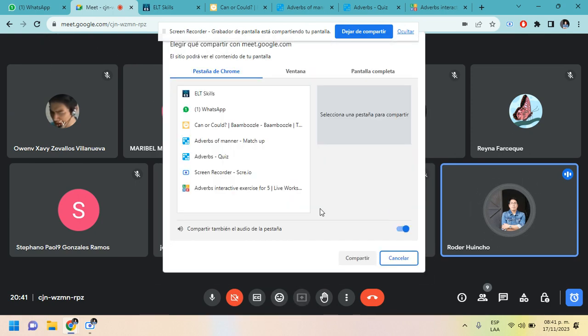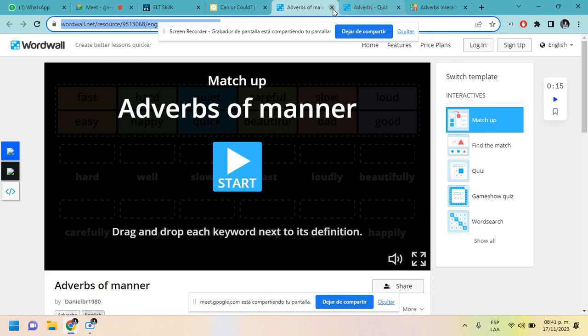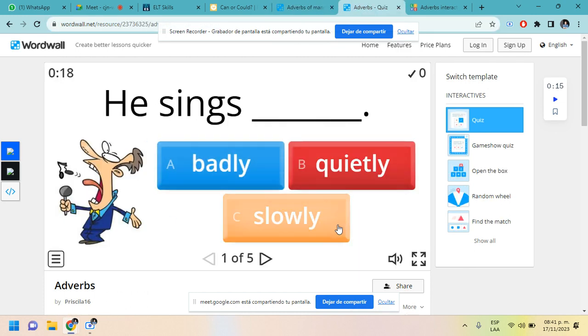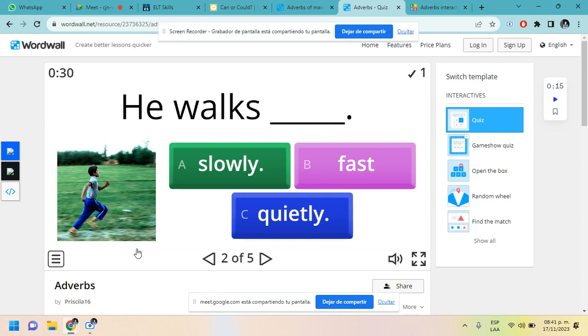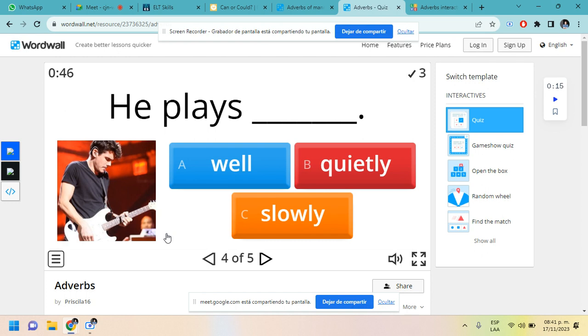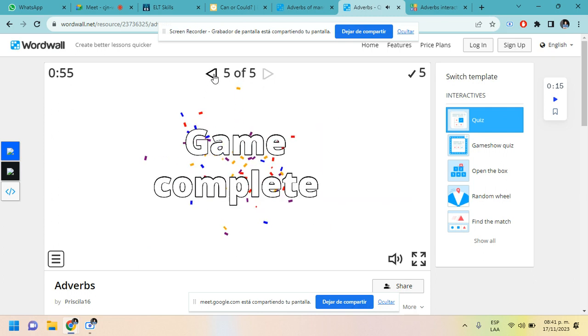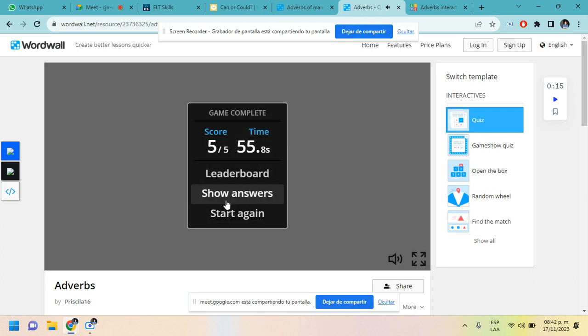Okay, now let's put in practice this, okay? Recuérdense que el adverbio se traduce como mente. Look at this example. He seems very good, badly. This other, he walks fast. This other, it works very well. He plays well. They are listening carefully. Yeah, you see here.